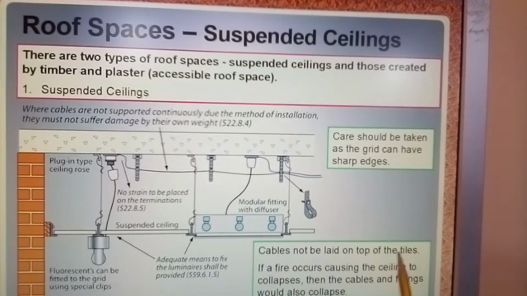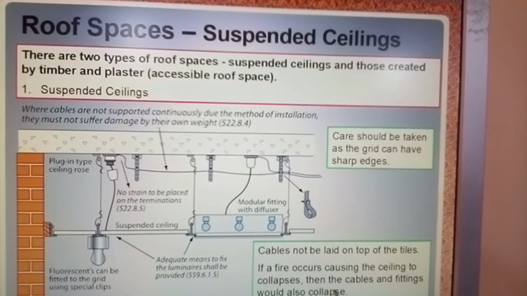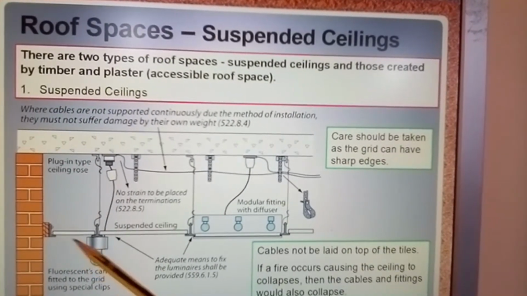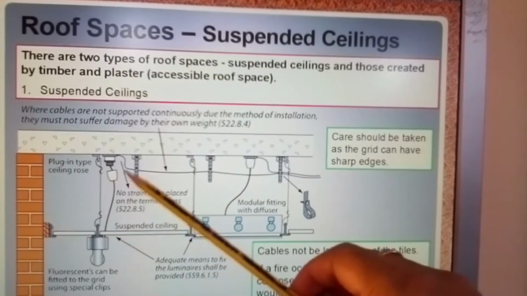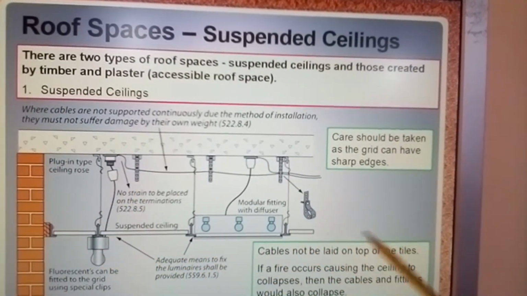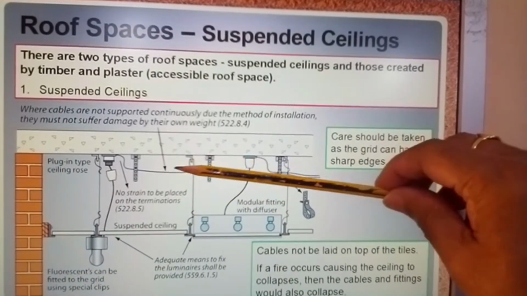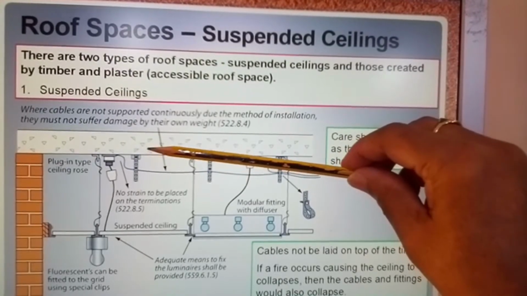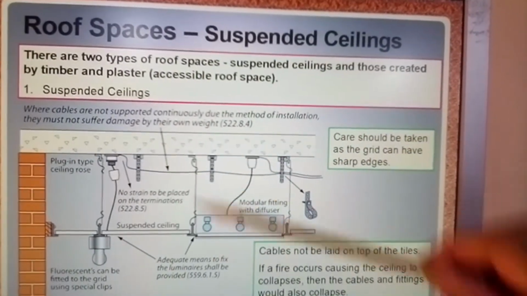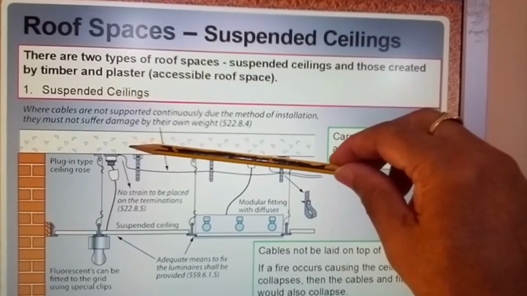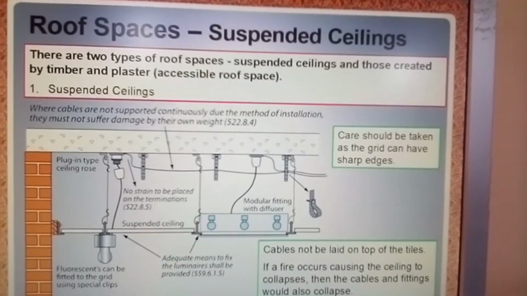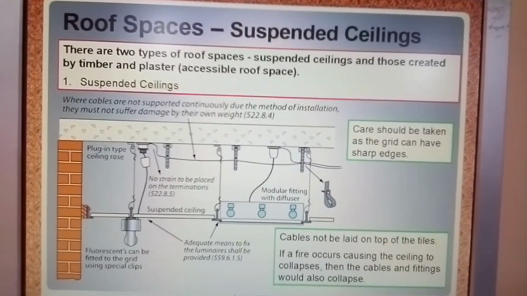Cables not to be laid on top of the tiles. If a fire occurs causing the ceiling to collapse, then the cables and fittings would also collapse, okay. So these are your tiles here, okay. The cables are not to be run along there, okay. They need to be well out of the way and against the concrete surface where possible, or against the concrete ceiling, ensuring that there's a good space between the cables and the false ceiling, okay. Okay, let's just go into this.